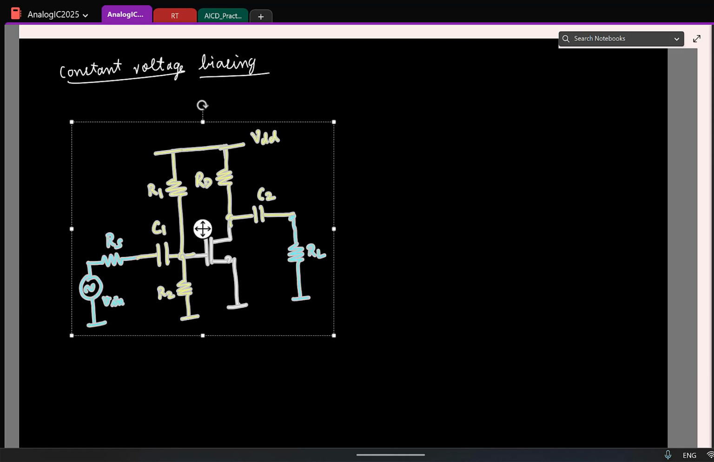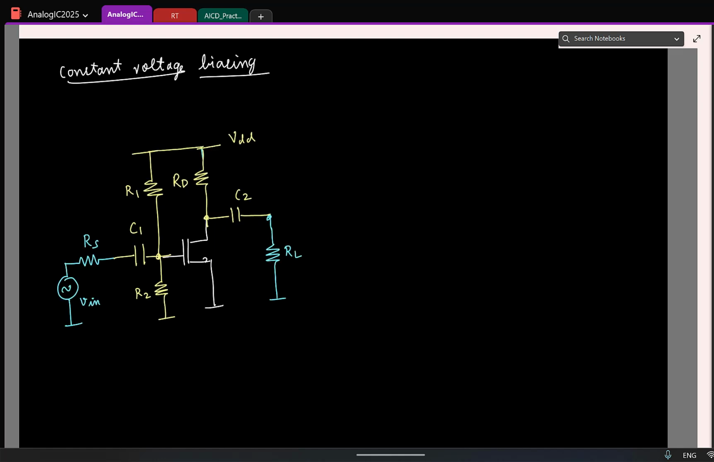This is going to be in saturation, and if I call the operating point drain voltage as some VD, and if the operating point drain current is ID, so what is the operating point drain voltage in terms of ID? Can you tell me what is VD? VDD minus?